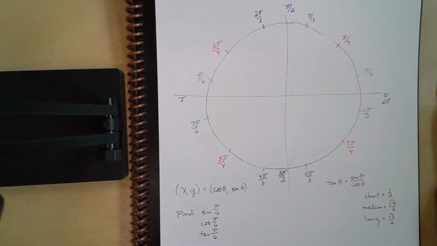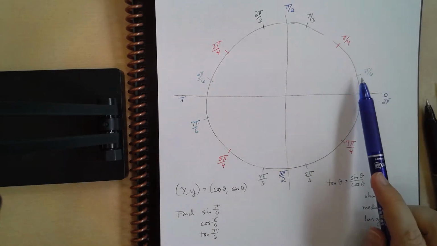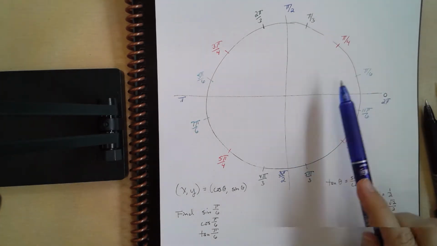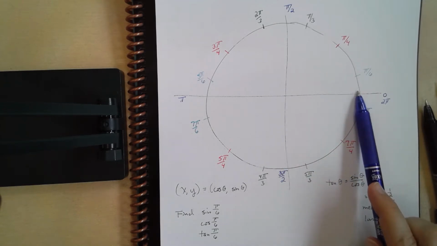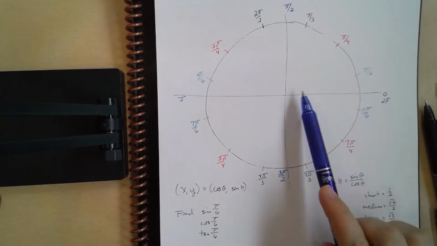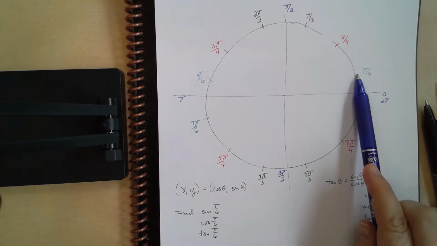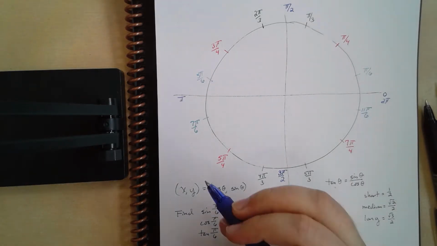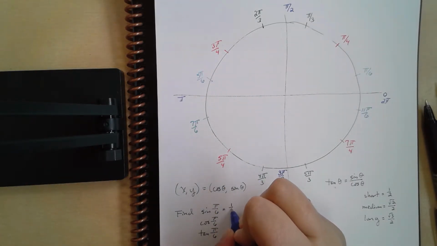Well, let's look here back again at sine of pi over 6. Sine of pi over 6 is right here. Sine is going to be my y value. My y value, of course, goes this direction. So my y value is a short distance here. So sine of pi over 6 is just going to be equal to 1/2.